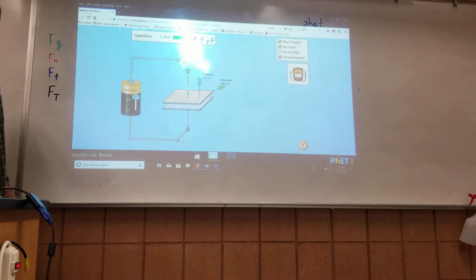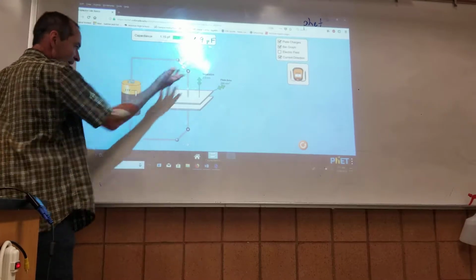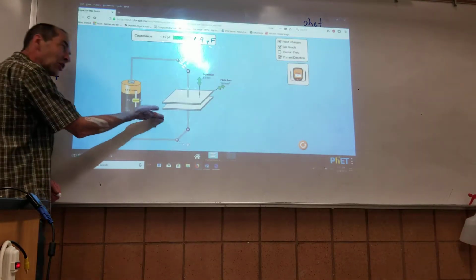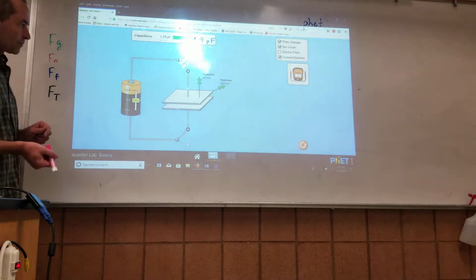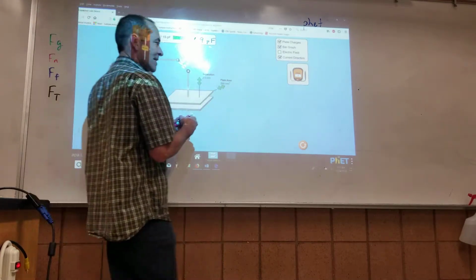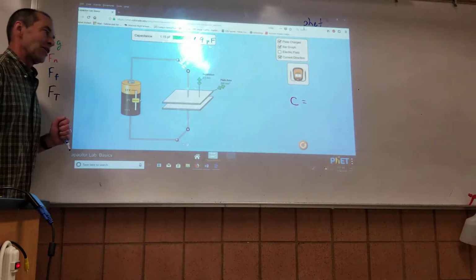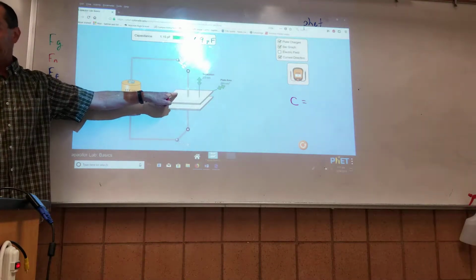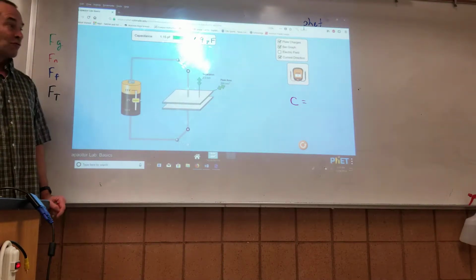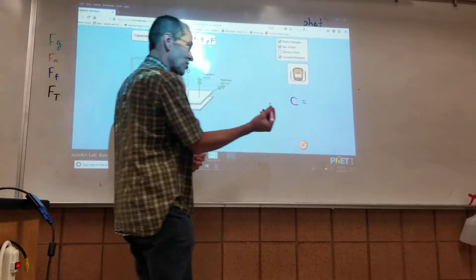Does the capacitance change or remain the same? Remains the same. Remains the same because it was at 1.15 and it's still at 1.15 because it's just how much it could hold. So ultimately the capacitance, which we'll call C, is going to depend on two things. It's going to depend on the area of our plates and their separation. Those are two fundamental things that can control how much you have.